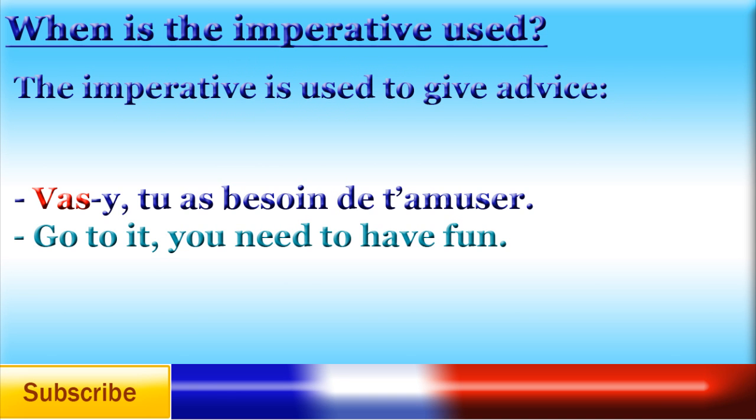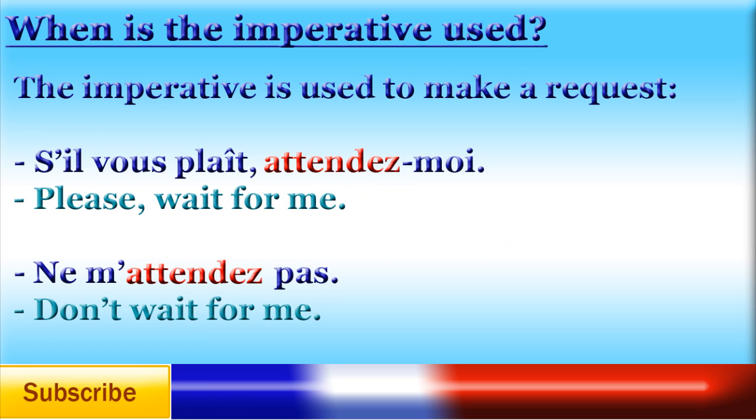The imperative is also used to give advice. For example, vas-y, tu as besoin de t'amuser. Go to it, you need to have fun. Finally, the imperative is also used to make a request. For example, s'il vous plaît, attendez-moi. Please wait for me. Ne m'attendez pas. Don't wait for me.